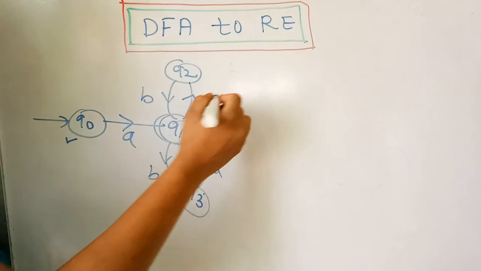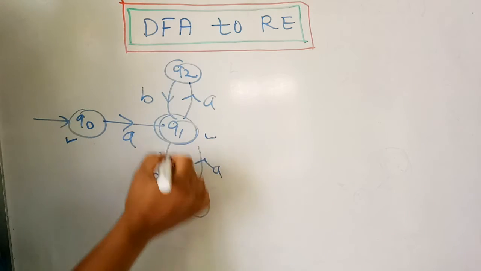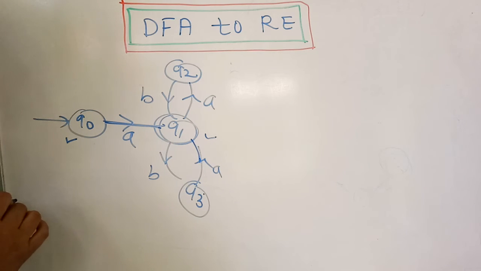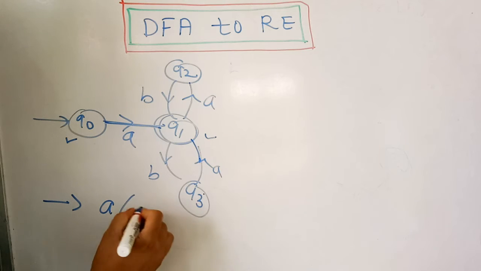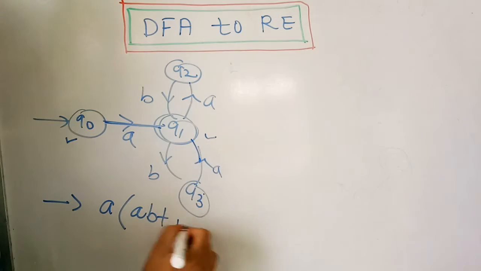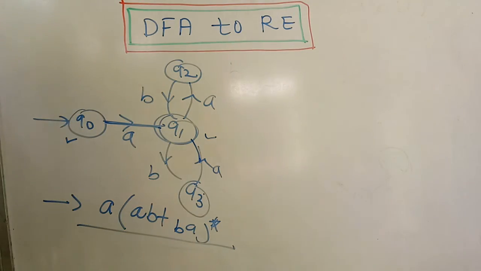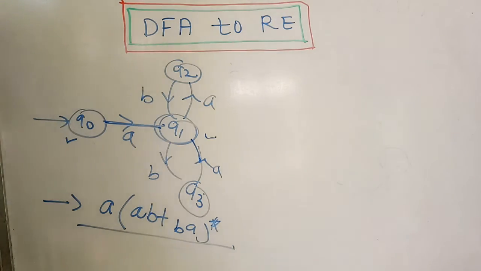Means here it is A dot B and it is B dot A, and it will be again concatenated with this. We can simply convert it as A into (AB plus BA) with the closure. So these are some rules or mechanisms of converting the DFA or a finite automata to its regular expression.